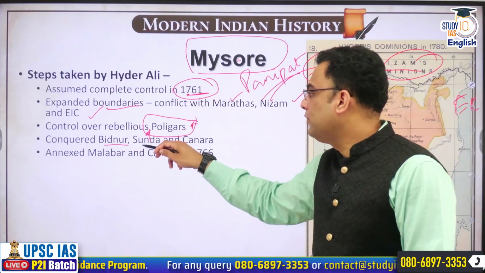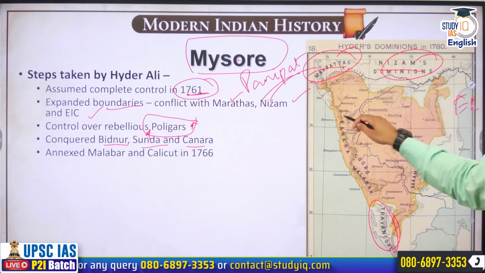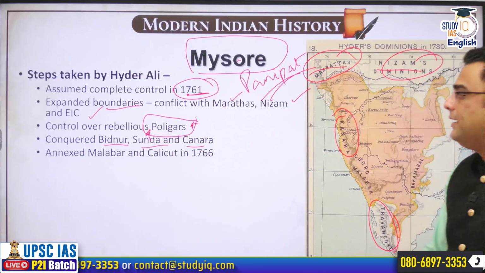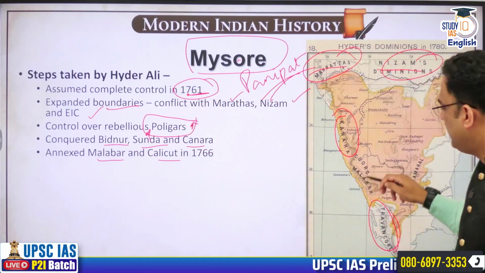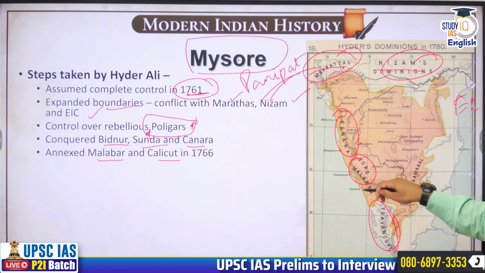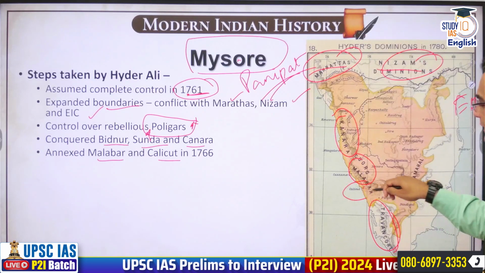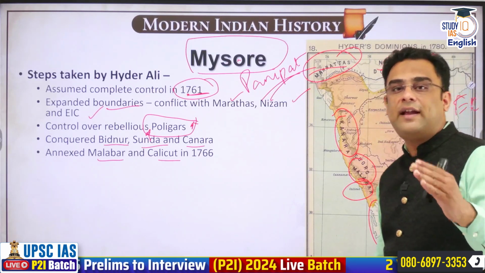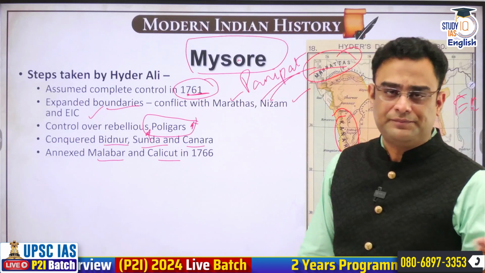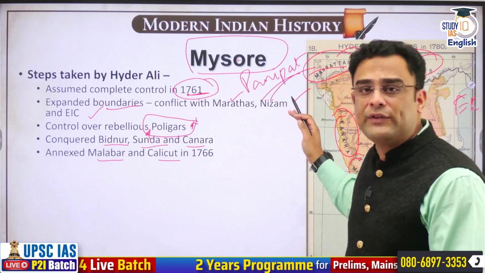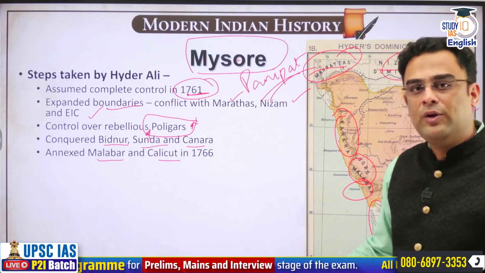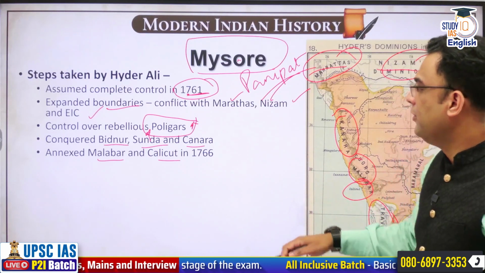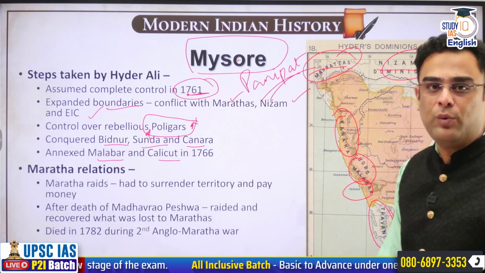He conquered Bidnur, Sunda, and Kanara. Kanara, by the way, is here on this coast. Later, he annexed Malabar and Calicut. Malabar coast over here, and below this is Calicut. All of these areas are on the coastal side of our western coastline, and this was significant for Hyder Ali for sea lanes, and as I just mentioned to you, for communication with the French. So all of these areas were taken over.